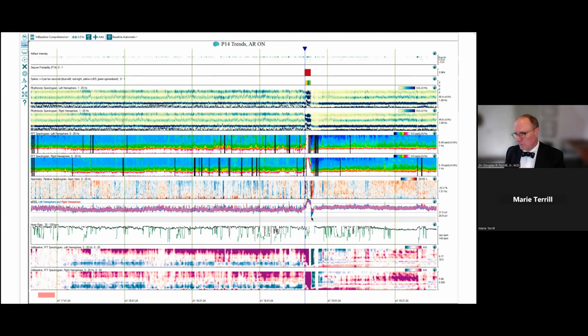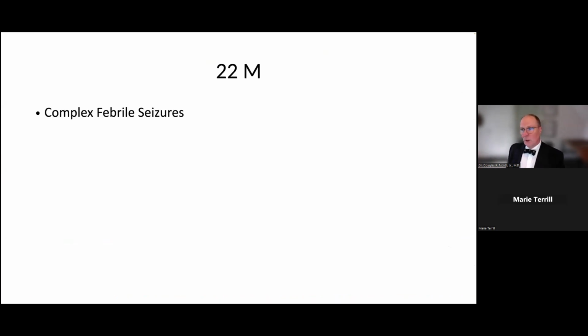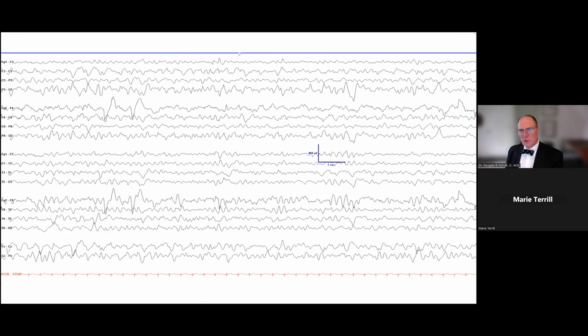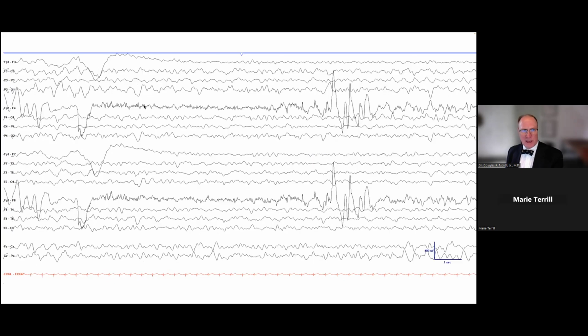So a lot of the features are there, and just like you would analyze in an older child or an adult, they're present even in infancy. So that's really good news. And I'll show you, here's an EEG of a 22-month-old who's had complex febrile seizures. Background is asymmetric, again, giving you a little bit of a clue as to what is about to happen.